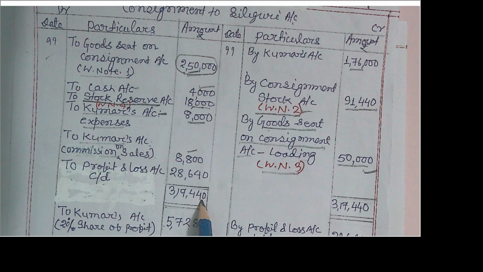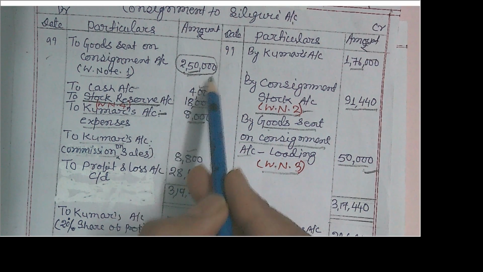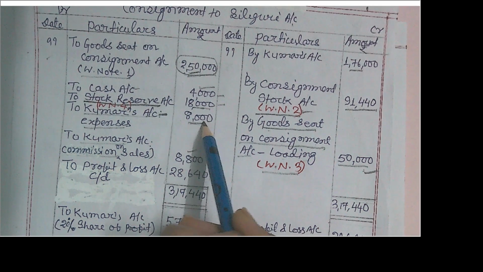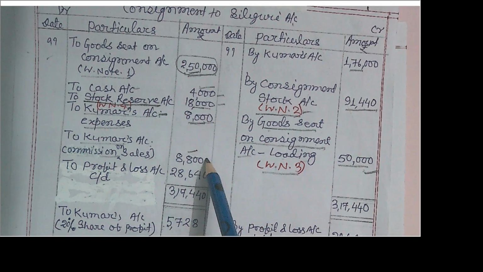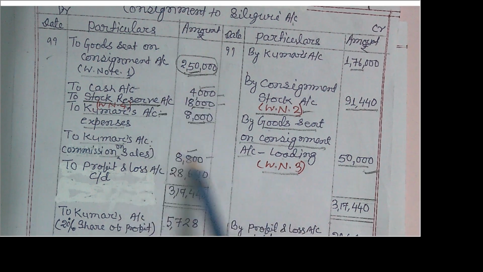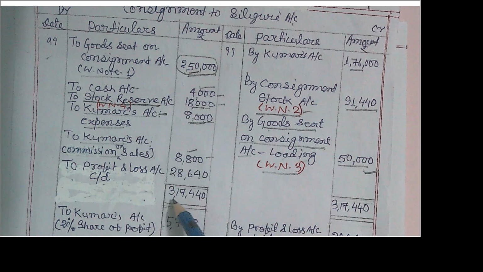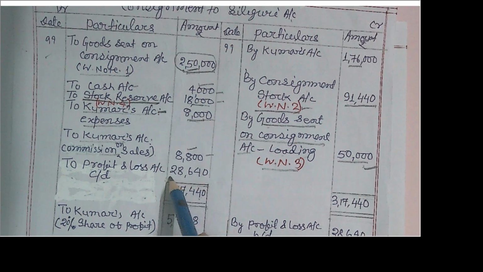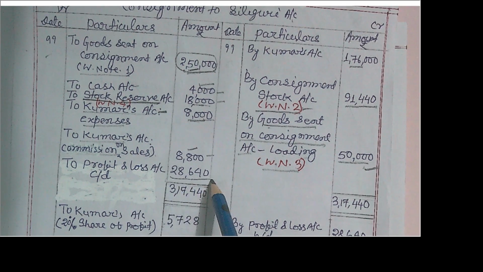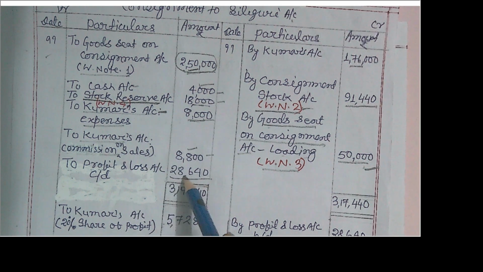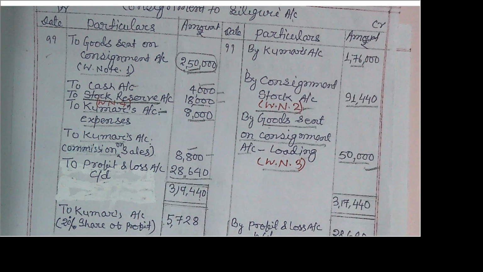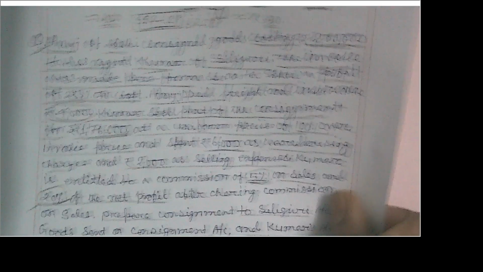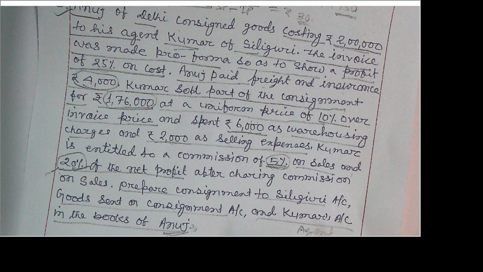3,17,440. So deduct from this all these expenses: 2,50,000, 4,000, 18,000, 8,000 and 8,800. When you deduct this from 3,17,400, then you will get the profit of 28,640. Now in the question it is given that he will get the profit, you see the question, it is given.